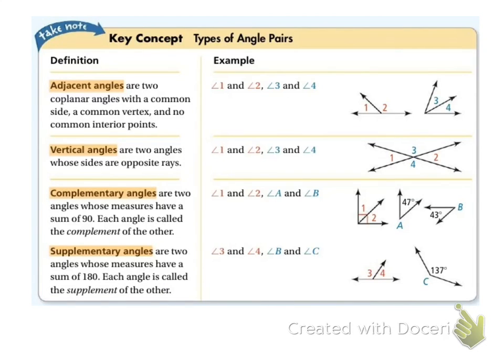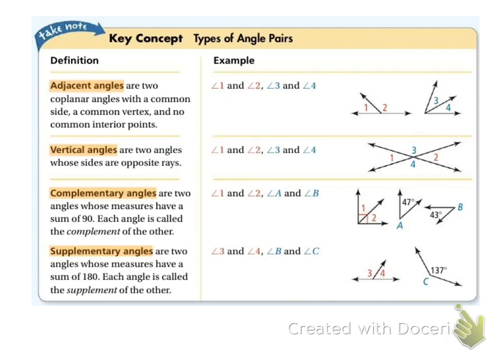Okay, this is the first half of 1.5 of geometry. So adjacent angles are two angles that are next to each other. They share a common side and they share a vertex.